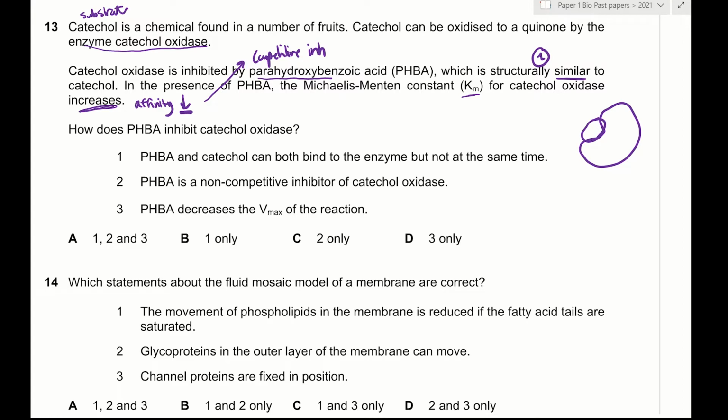How does PHBA inhibit catechol oxidase? 1. PHBA and catechol can both bind to the enzyme but not at the same time. This is correct in case that this is a competitive inhibitor. 2. PHBA is a non-competitive inhibitor. This is incorrect and we've discussed the reasons why. 3. Decreases the Vmax of the reaction. Okay, so in case of the Vmax decreasing, this is only possible if it's a non-competitive inhibitor, because in a competitive inhibitor, the Vmax is not altered. So this is incorrect, and the only correct answer is going to be B.